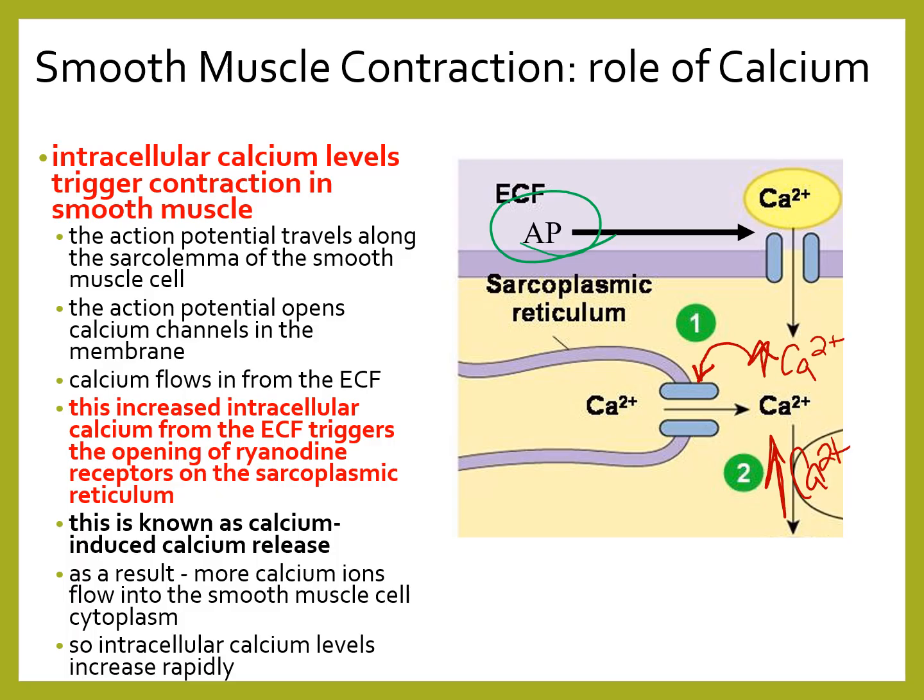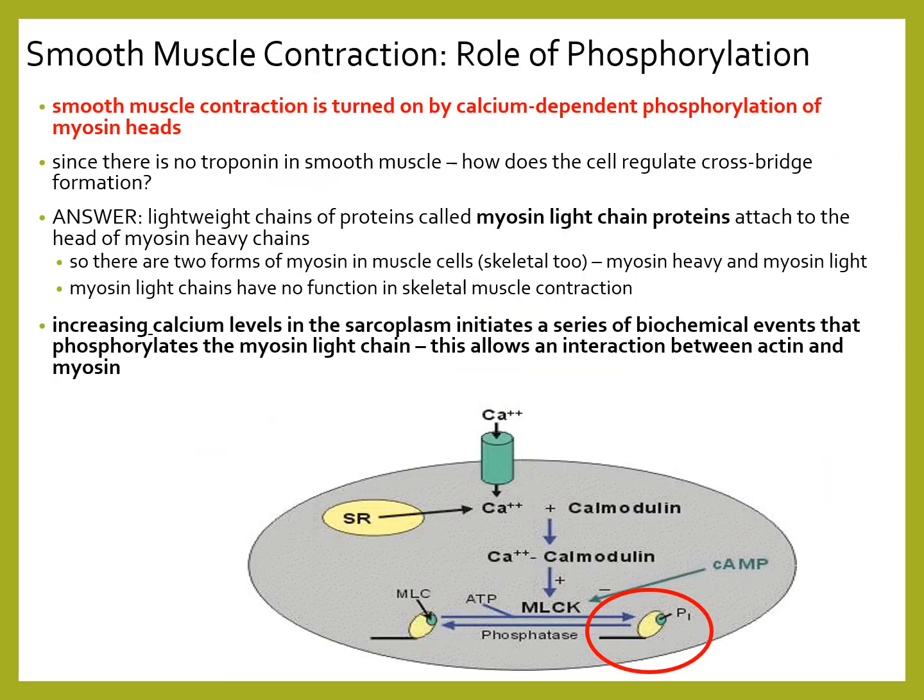And I want you to stick a pin in this because this is going to be the similar mechanism we will eventually see in cardiac muscle. The overall effect is you have a pretty significant increase in intracellular calcium levels following that action potential. The regulation of contraction in smooth muscle does rely upon calcium. The actual mechanism is calcium-dependent phosphorylation of myosin heads. Now, since there's no troponin, how can a smooth muscle cell regulate cross-bridging between actin and myosin? It has to do actually with calcium and phosphorylation.